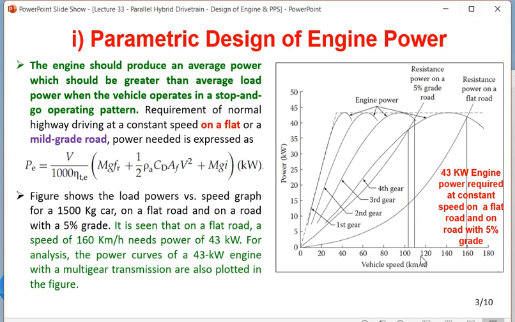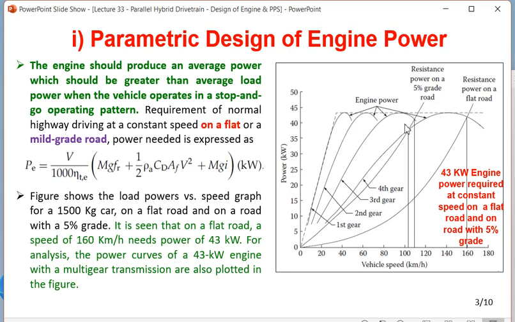Just compare this graph. This graph is the flat road resistance power graph, and this is the 5% grade power graph. This line is the power requirement for around 105 kilometer per hour speed. You are finding that if we are on a flat road, if we generate around 15 kilowatt power, we can achieve 105 kilometer per hour speed. But whenever we are on a 5% grade, to generate this 105 kilometer per hour speed, we have to use 40 kilowatt power.